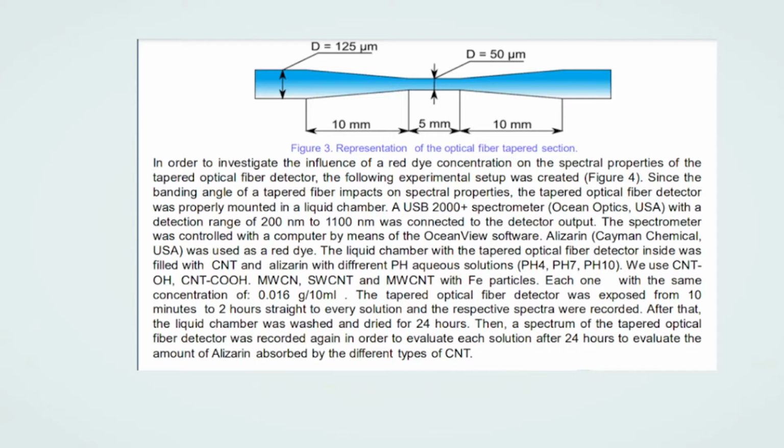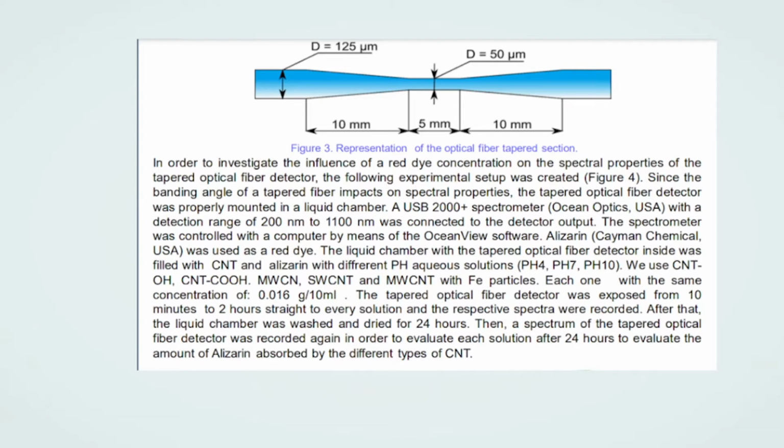The tapered optical fiber detector was properly mounted in a liquid chamber. The spectrometer was controlled with a computer by means of the OceanView software, and the chamber was filled with carbon nanotubes and alizarin in aqueous solutions of different pH. We used pH 4, pH 7, and pH 10, each one with the same concentration. The tapered optical fiber detector was exposed from 10 minutes to 2 hours straight to every solution, and the respective spectra were recorded. After that, the liquid chamber was washed and dried for 24 hours.